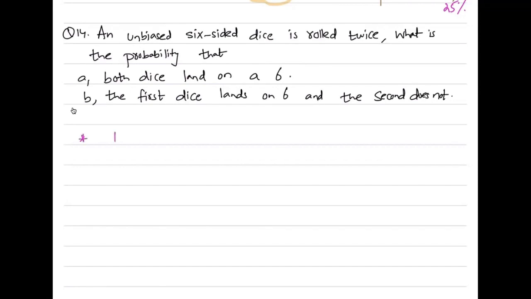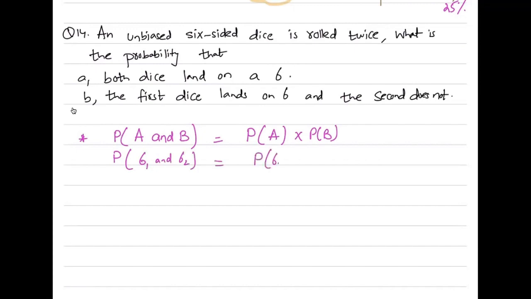For independent events, please remember that the probability of 2 events occurring together, A and B, is the same as the probability of A times the probability of B. So over here, if you want to get 6 on both the dice, this means that you want 6 on the first die and you want 6 on the second die. So you are going to take the probability of getting a 6 on the first die multiplied by the probability of getting a 6 on the second die. What's the probability of getting a 6 on the first die? 1 over 6. Probability of the second die is also 1 upon 6.